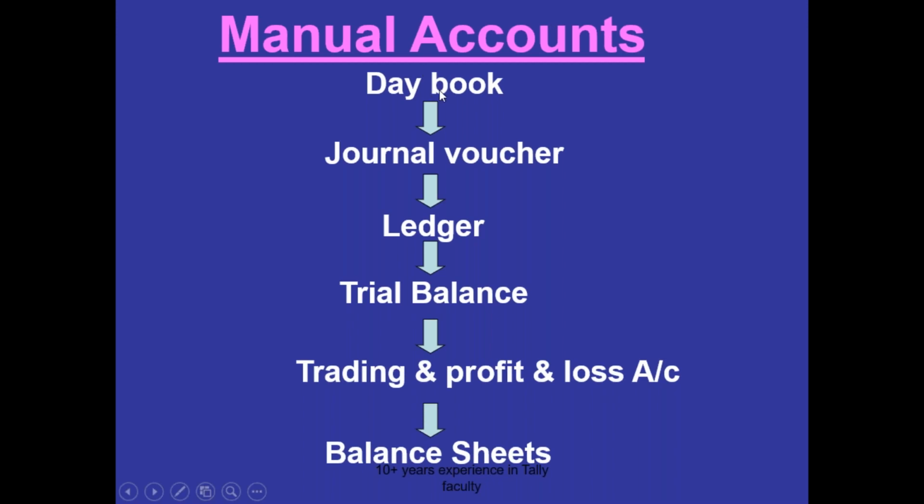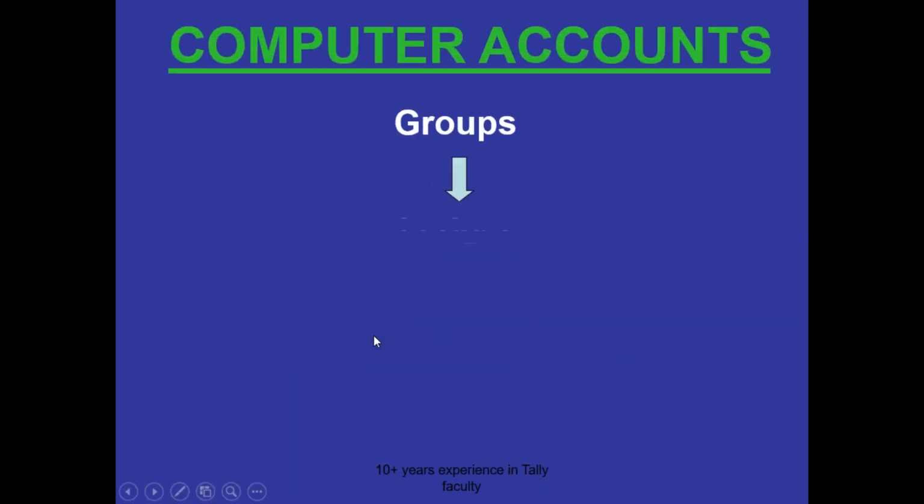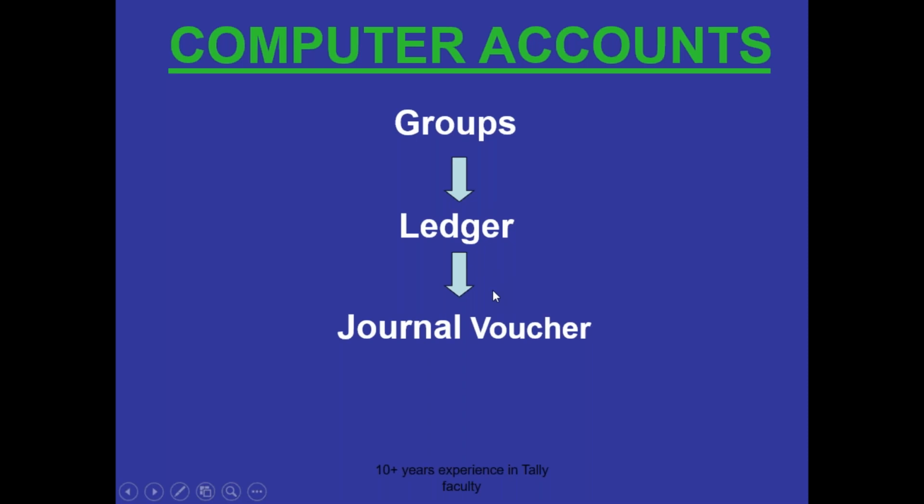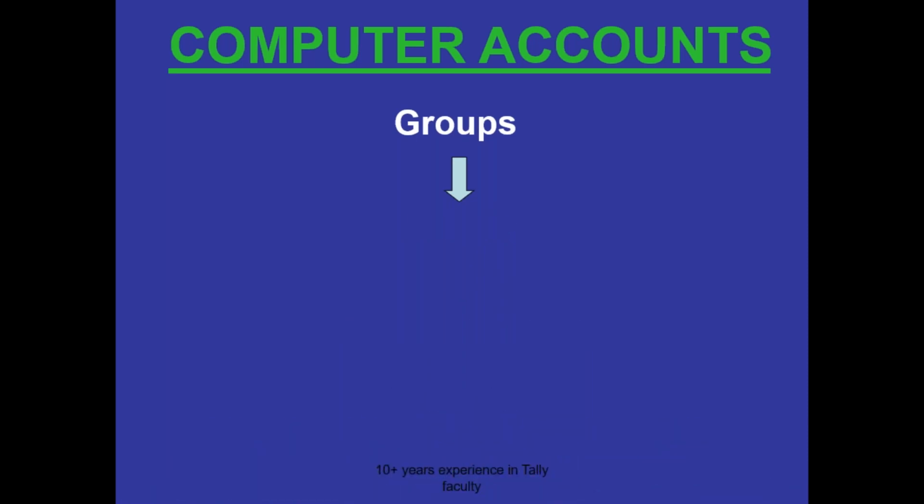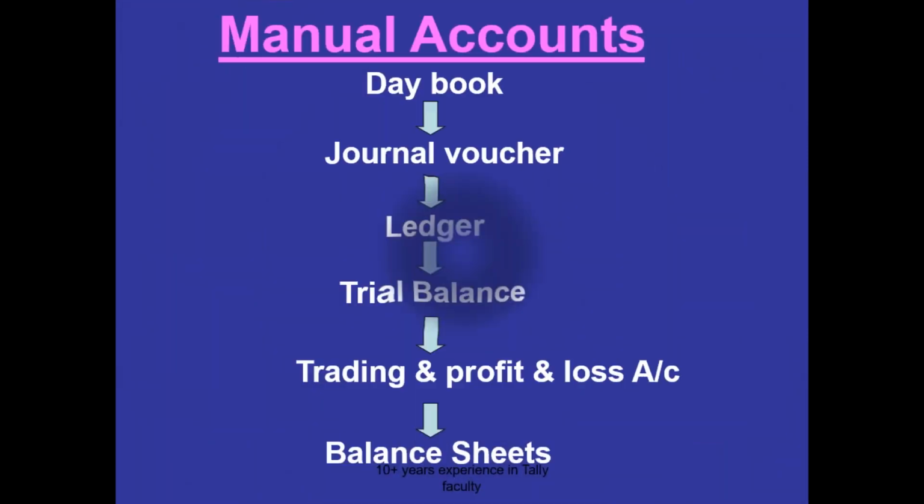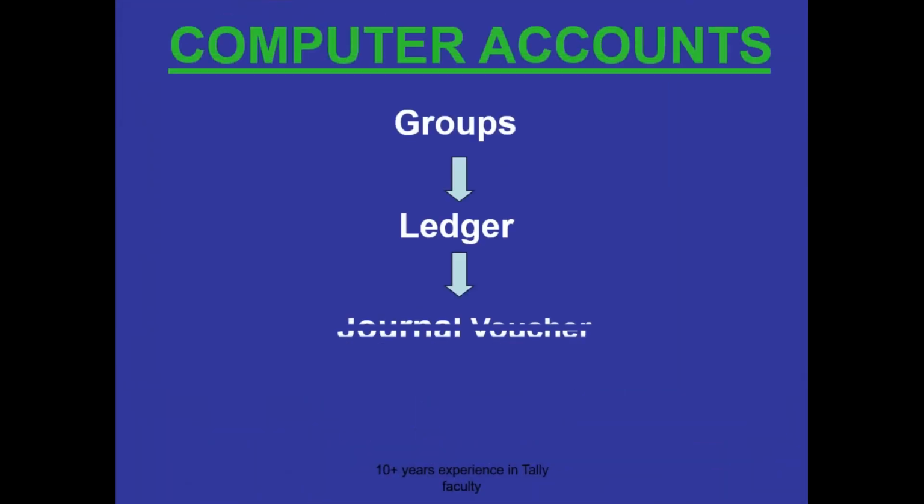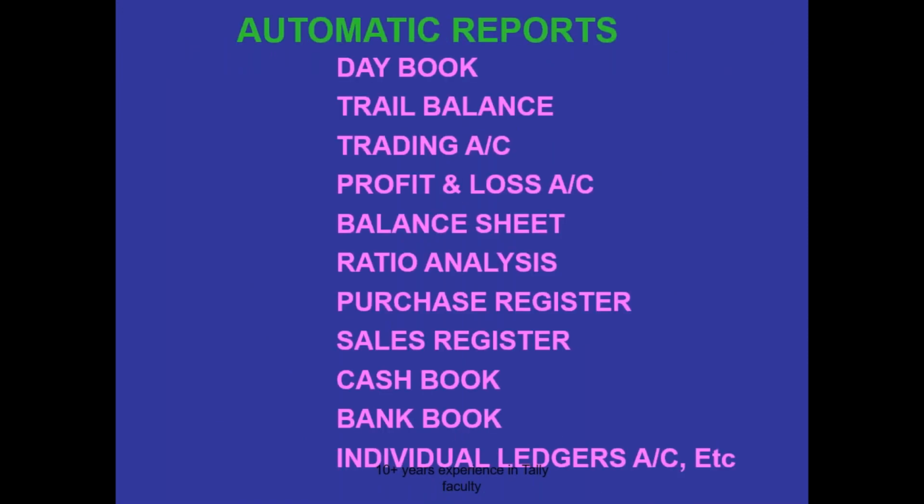In manual accounts, first you require the day book. After that, journal vouchers, ledgers, trial balance, trading and profit and loss account, and balance sheet. You have to prepare step by step only in manual accounts. But in computer accounts, you just pass three things: groups, ledgers, and vouchers. Once these are completed, the system generates the remaining reports automatically. In manual accounts, everything is prepared by hand only. But in computer accounts, the system generates all the required reports automatically.